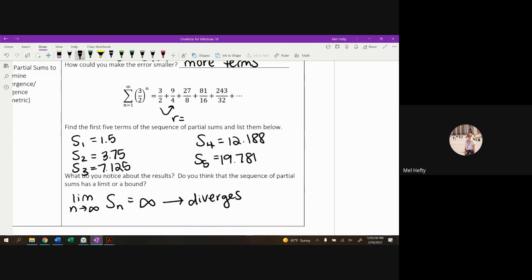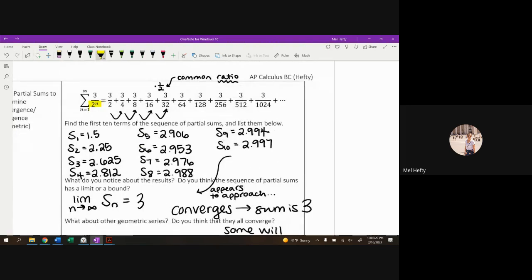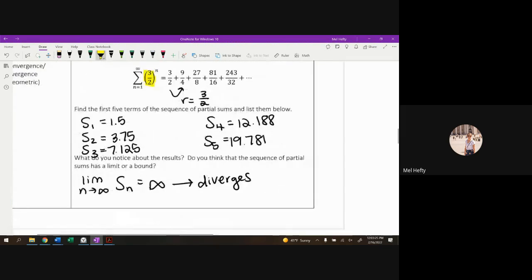Did anyone think they had a good number for R? Nicole, what did you get for R? 3 halves. Do you agree with Nicole that every single time to get from one term to the next, you multiply by 3 halves? Does anyone else see 3 halves anywhere? Does everyone see right here the thing to the n power? That makes sense because if I put another exponent on, that's just adding another multiple of 3 halves. That's going to be super helpful. This one actually works the same way since this is the only thing to the n power, that's the 1/2 there. We're going to be better at picking those out in a second.